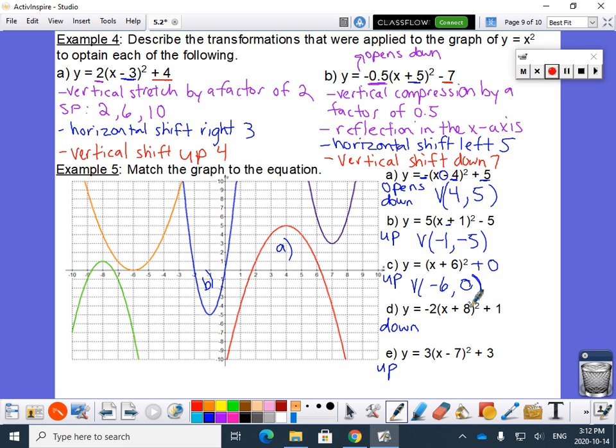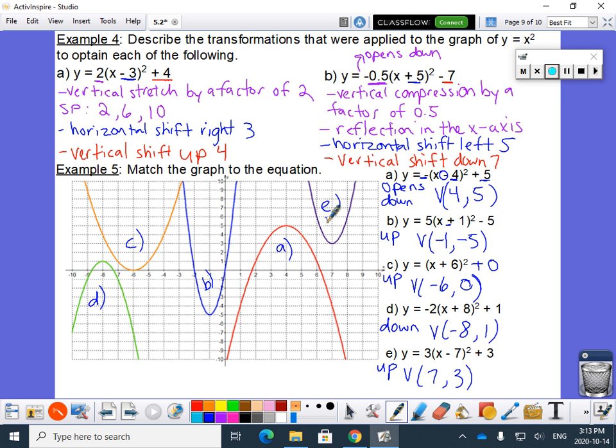So find a vertex on the graph that is negative 6 and 0. This is C. D opens down. Our vertex is negative 8 and 1. This is D. And then E, our vertex is 7 and 3. And this guy is E.